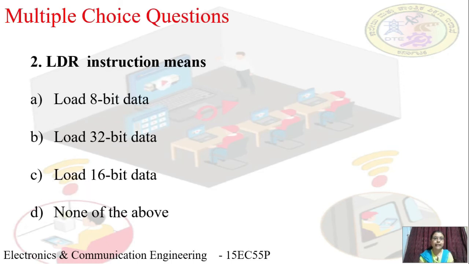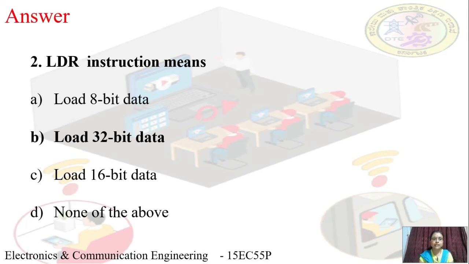Next one: LDR instruction means. First option is load 8-bit data, B load 32-bit data, C load 16-bit data, D none of the above. So LDR means load the register. As the ARM controller deals with 32-bit data, LDR means load the 32-bit data. So hence the answer is B, load 32-bit data.